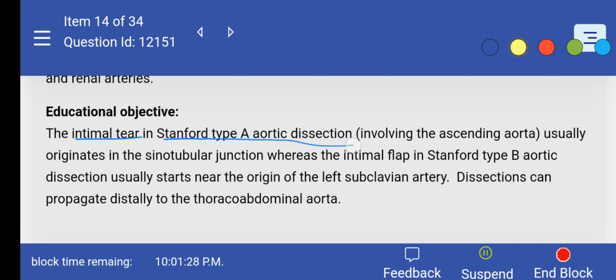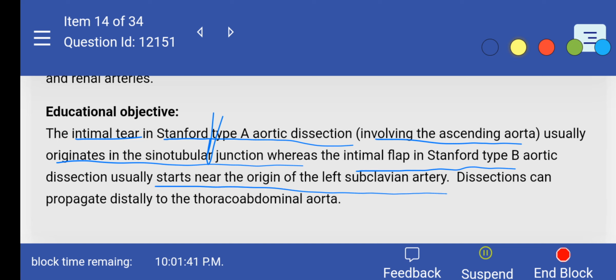So the intimal tear of the Stanford type A aortic dissection involving the ascending aorta usually originates in the sinotubular junction. This is important. Whereas the intimal flap in the Stanford type B aortic dissection usually starts near the origin of the left subclavian artery. Dissection can propagate distally to the thoracoabdominal aorta.